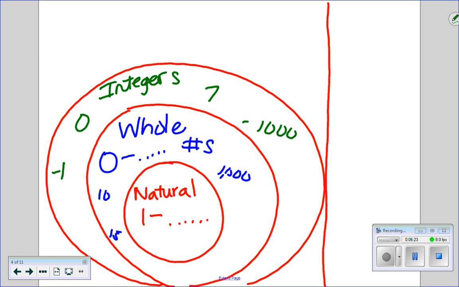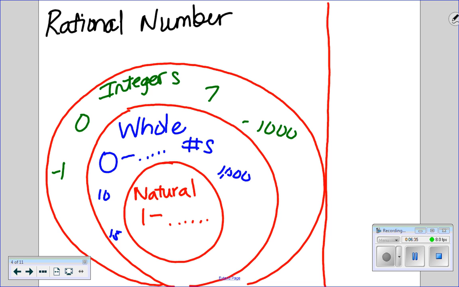Okay, then I'm done making circles. And on the outside, I'm going to write rational numbers. Because anything in this side is a rational number. Now, there's other things that are considered rational numbers that we talked about today that aren't included in the circle. What are some other rational numbers that we've talked about that are not included in the circle?